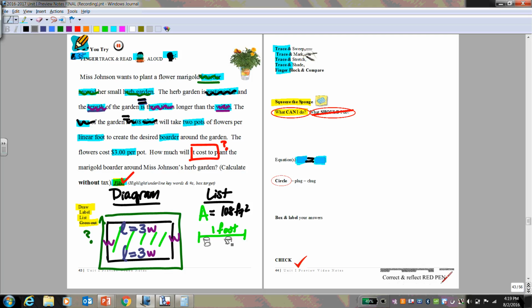So I draw a little diagram: 2 pots of flowers for every linear foot to create a border. And each pot costs $3. Ultimate goal is cost. Again, like most things in life, it always comes down to cost. Okay, we did draw, label, list, cross out.